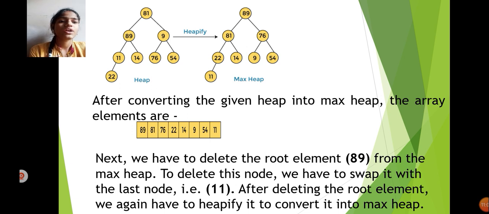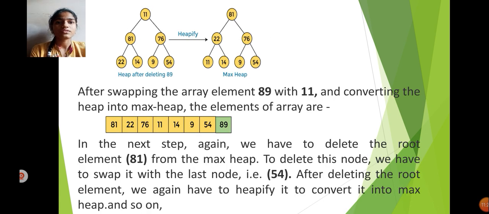Next we have to delete the root element 89 from the max heap. To delete this node, we have to swap it with the last node, that is 11. After deleting the root element, we again have to verify it to convert into a max heap. So the greatest element is 89; we delete it and swap it with the last element, that is 11. The element 89 is deleted and 11 is shifted to the root.